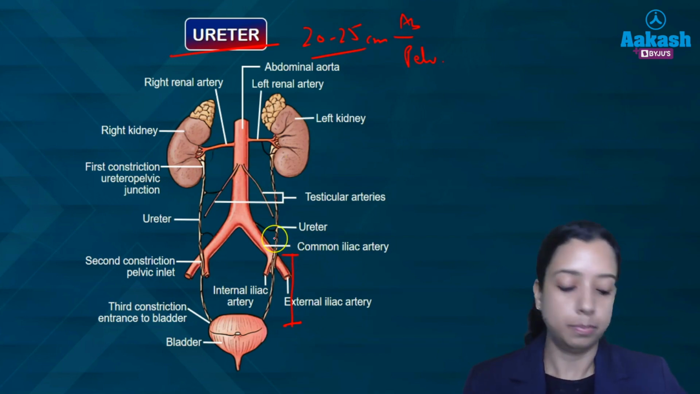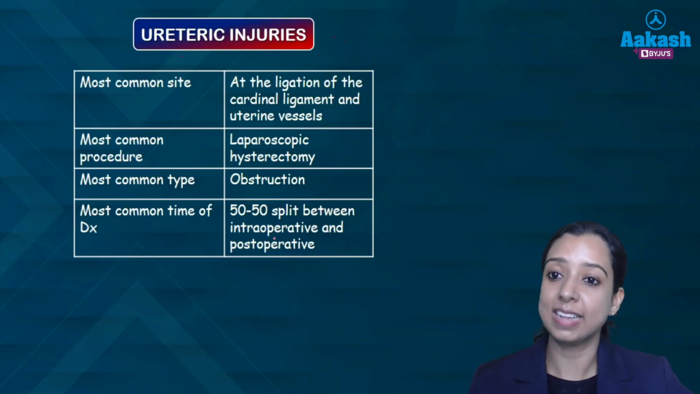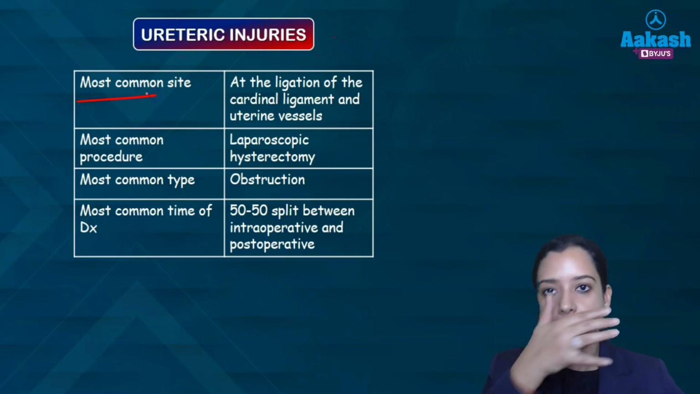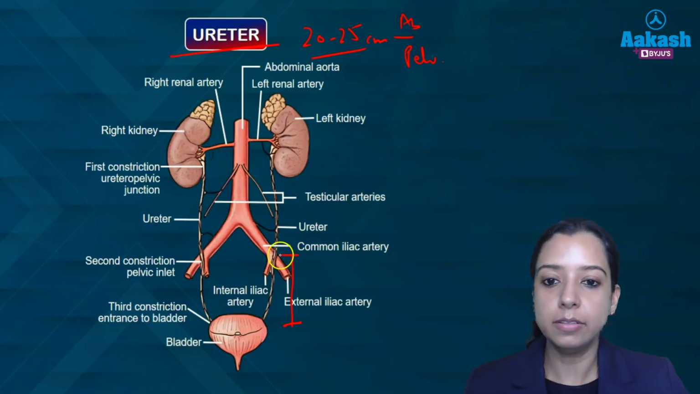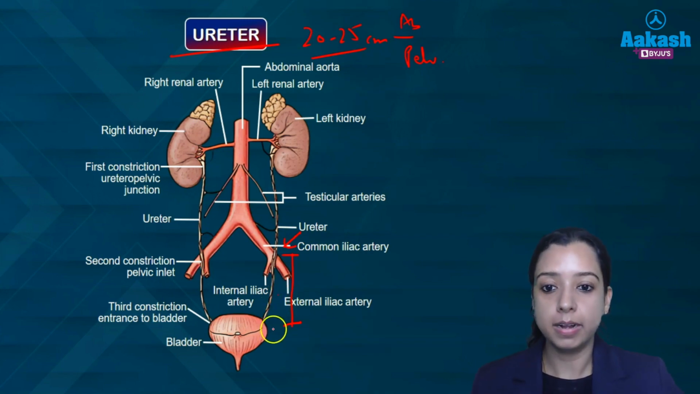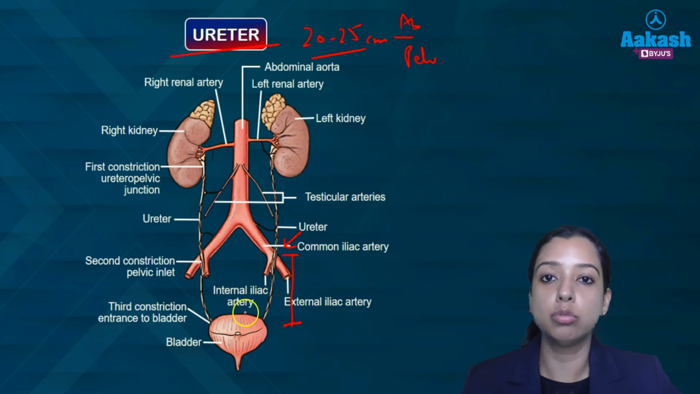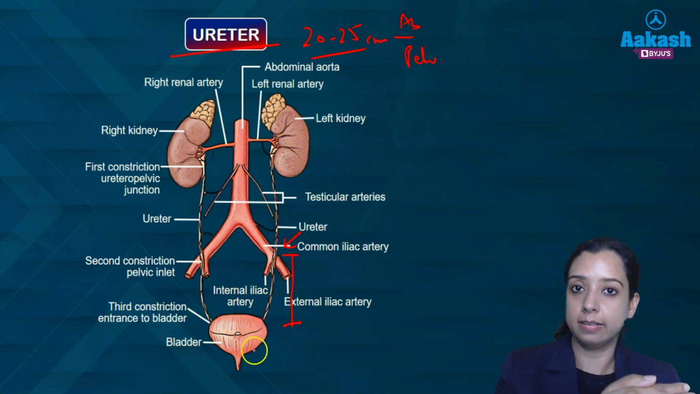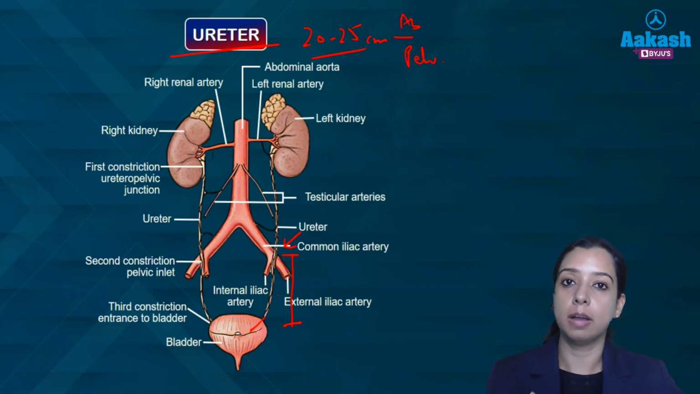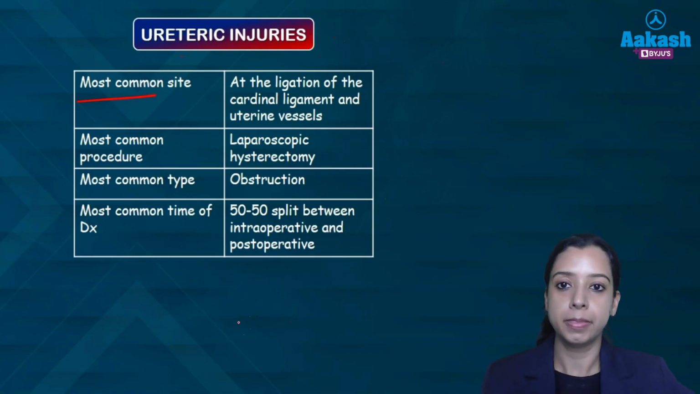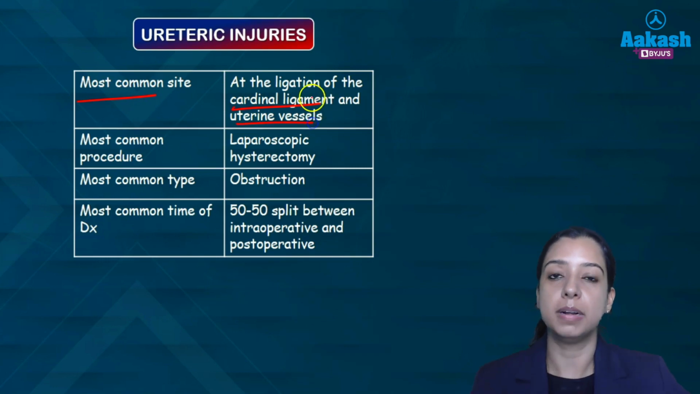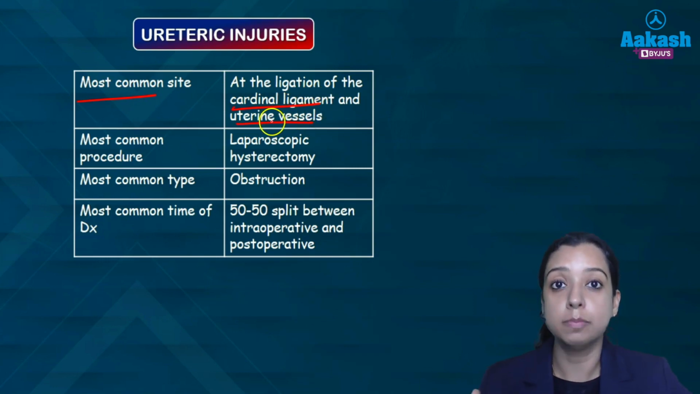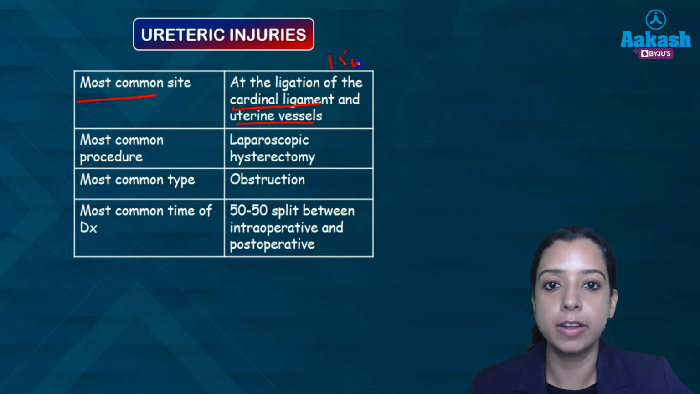So, the questions basically asked on ureteric injuries are about the most common site. There are various sites where your ureter can get injured. One is when you are ligating the IP ligament, where it is crossed by ovarian artery. Then it can get injured when it is very near to uterosacral ligament. Then when it is very close to cervix and being crossed by uterine artery. Then it can get injured in the Mackenrodt ligament also. But the most common site is at the ligation of cardinal ligaments, where it is being crossed by uterine vessels, because it is only 1.5 centimeter lateral to cervix.